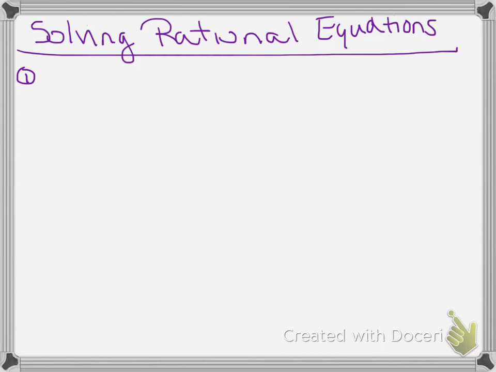Today we're going to talk about solving rational equations. And this is something that you touched on in Algebra 2 last year. So we're just going to do a quick refresher, and then you can get started on some other things. So our first example is going to be x over x minus 6, and we're going to set that equal to 1 over x minus 4.